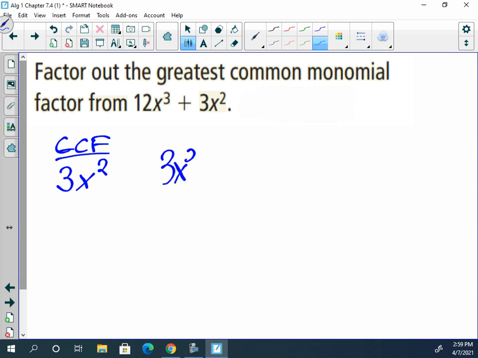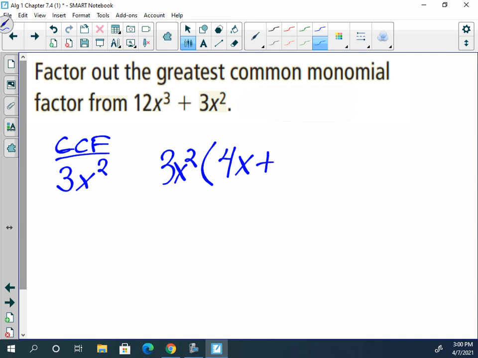Now, if I do factor out 3x squared, let's see what we have left. Well, 12 divided by 3 is 4. Because 3 times 4 is 12. So 12 divided by 3 is 4. So how many x's did I start out with? How many am I taking away? So how many should I have left? So 12x cubed divided by 3x squared leaves us with 4x. Yes?